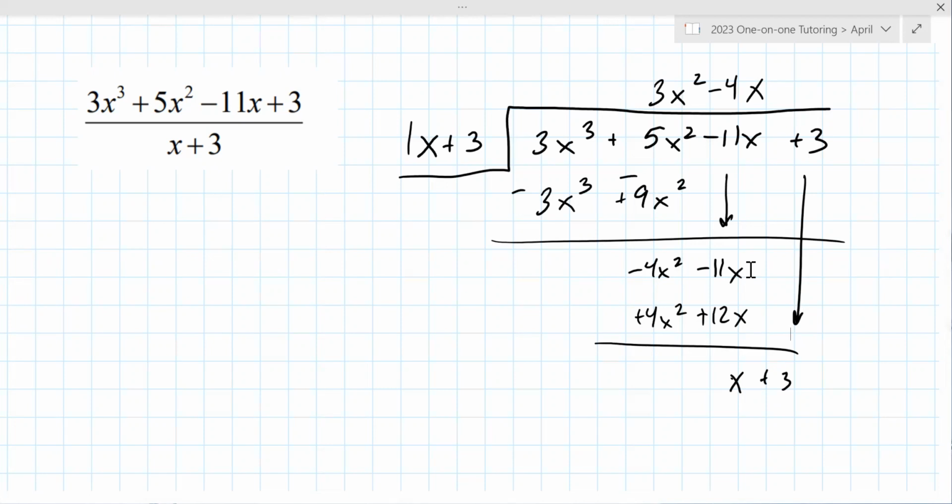So 0, and then it'd be plus 1. Would it just be 1x or no? Yes, 1x. Okay. You add them together.